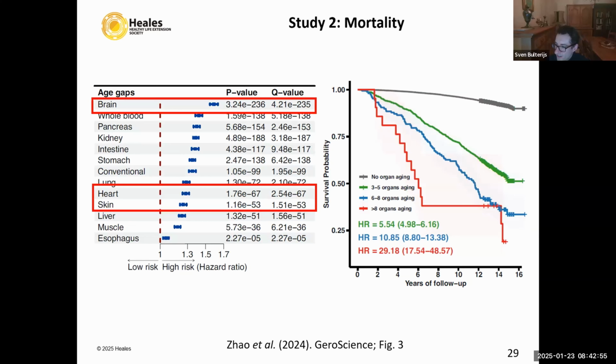Very interesting is the heart is actually not such a good predictor, and it's actually just as good as your skin in predicting mortality, which is very weird given how many people die of heart disease.